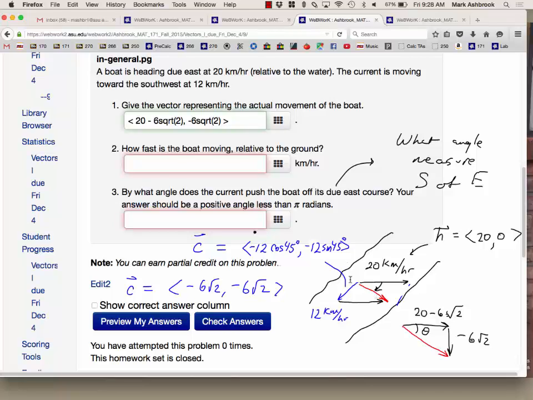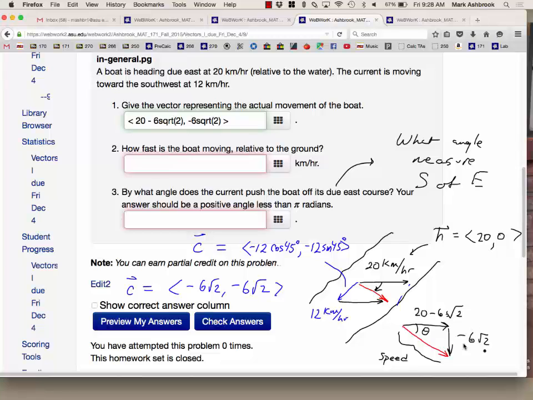Take your pick, because in number 2 we figured out what this was. This is the speed, right? So you've got all three sides of your triangle. You've got your x component, 20 minus 6 radical 2. You've got your y component, 6 radical 2. And you've got your speed. That's the length of the hypotenuse. Your speed is the magnitude of the velocity vector, so it's the length of that. So take your pick. You can use cosine, tangent, or sine.